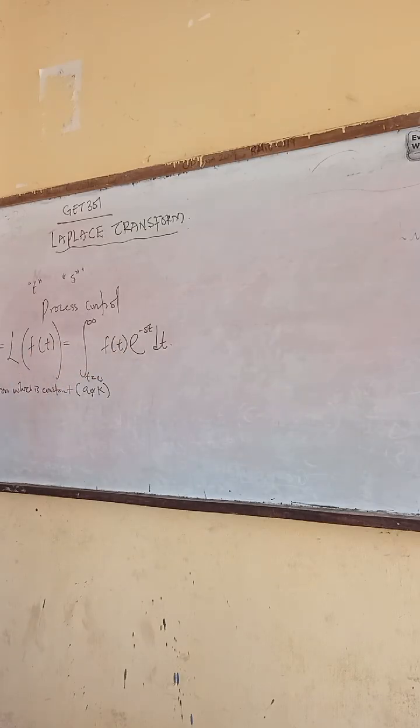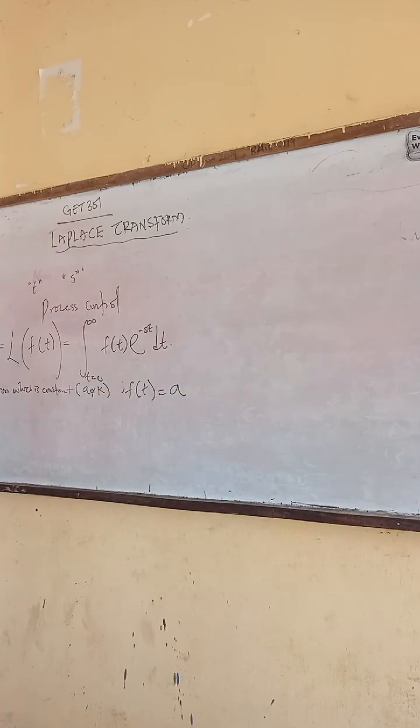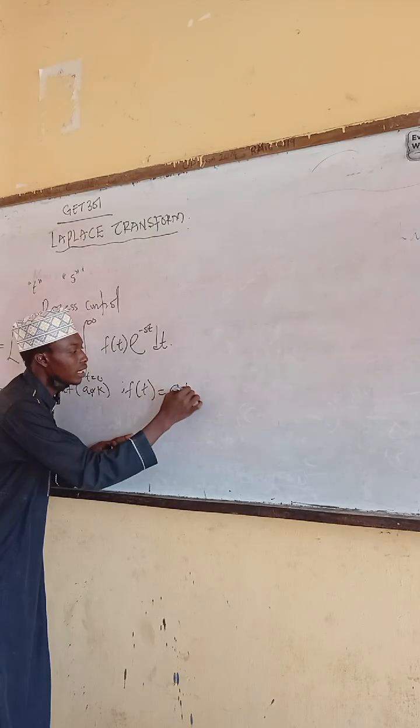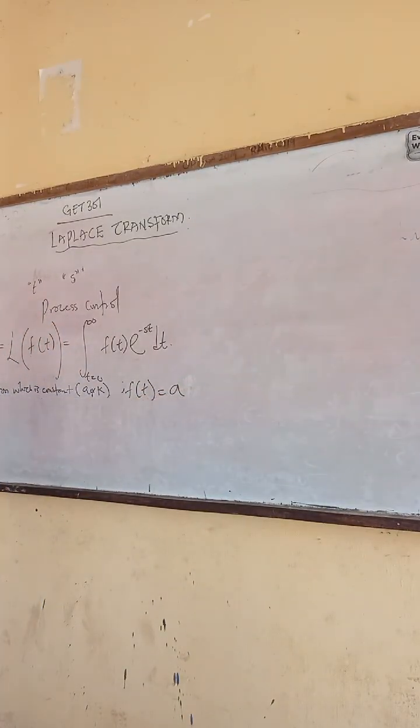So just say Laplace of, what is your function of t? Your function of t here is your constant, which is A. It's like A times t raised to power 0, but don't put it, just say constant. So we have Laplace of A equals the integral from 0 to infinity of A, exponential minus st, dt. Are you following? Instead of your function of t here, just put A.